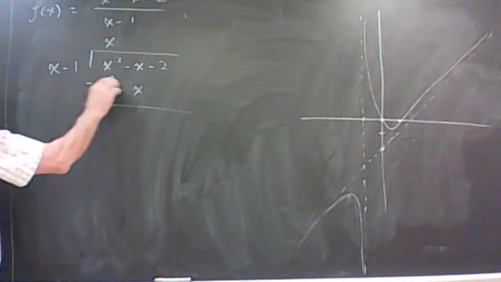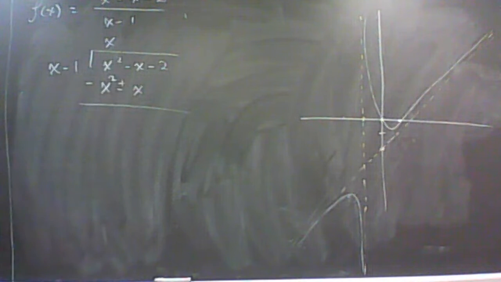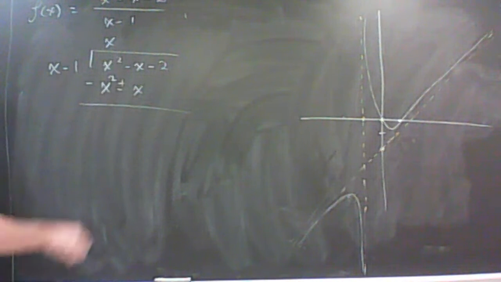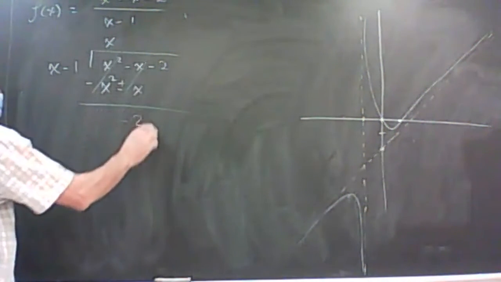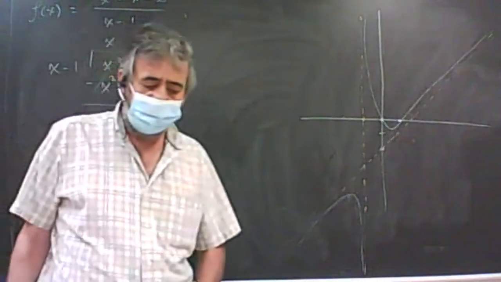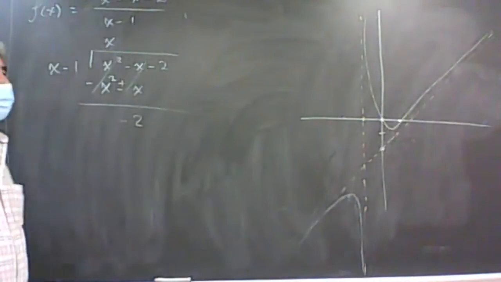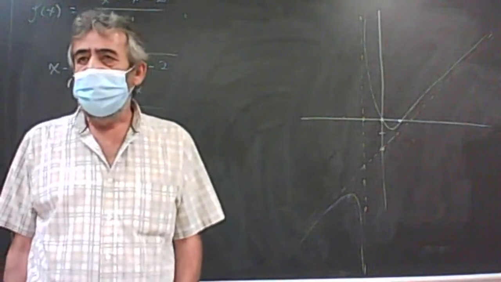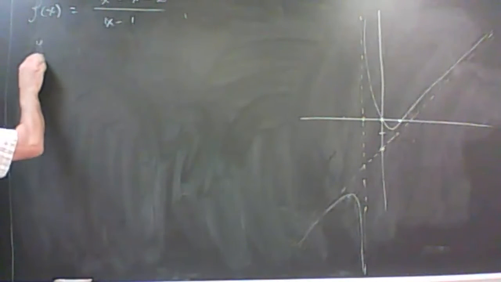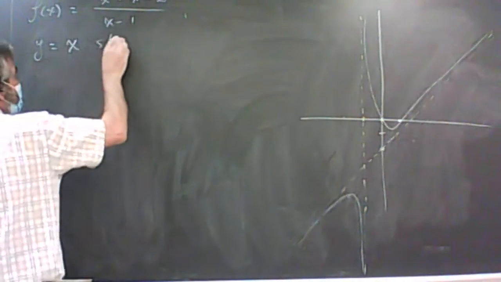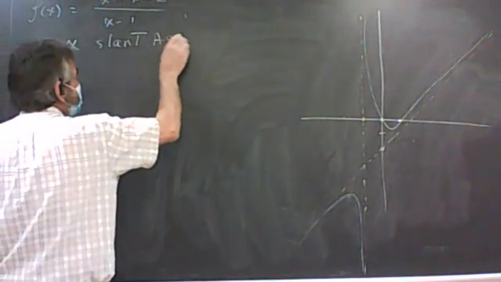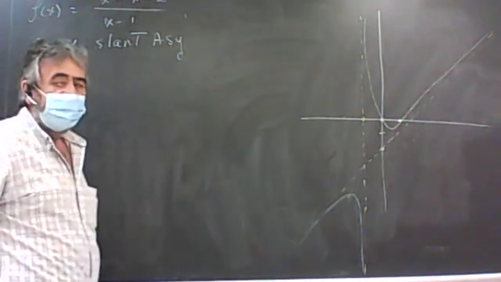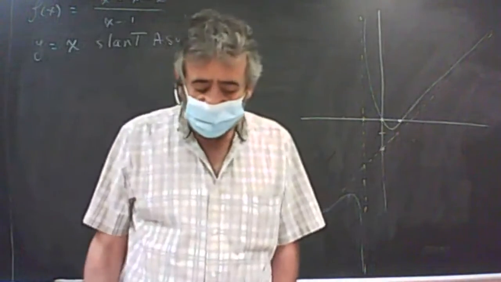And then we're going to go ahead and change the sign. And then what happened? These cancel out, we're left with minus 2. Okay? So that means what? This is my slant asymptote. So then we say y equals x, slant asymptote. So far so good? All right.